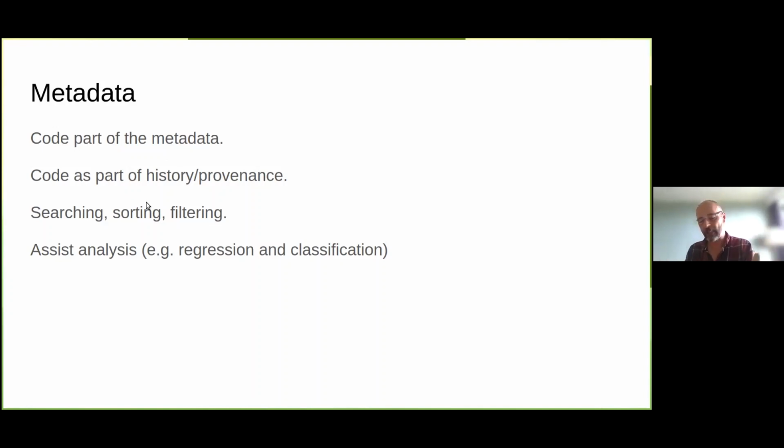So then you can see, okay, I got this data, but I don't know how to use it. But here's a README thing. I can just run this part of the attribute to carry out the analysis. For instance, if I have EOFs, how to expand them so it actually gets the data rather than the information. And the code could also be part of the history or provenance, to tell what has actually been done to the data. And the metadata is also useful for searching, sorting, filtering, and of course to assist the analysis, regression, and classification.